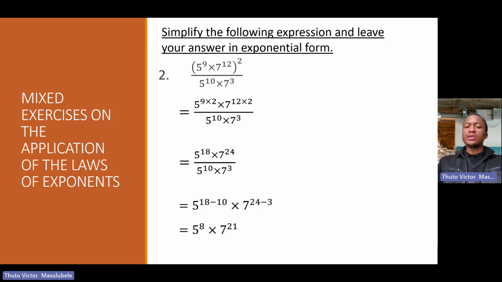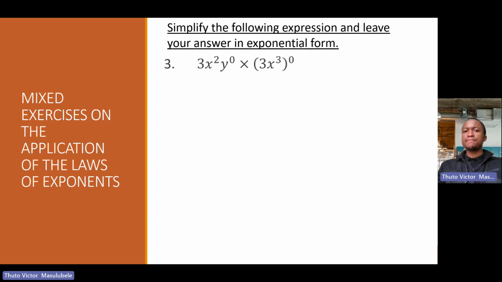Now realize that 5 and 7 are not the same bases. So in other words, you cannot then add the two exponents because the bases are not the same. You can only apply the first law of exponents provided that you are multiplying powers with the same base.